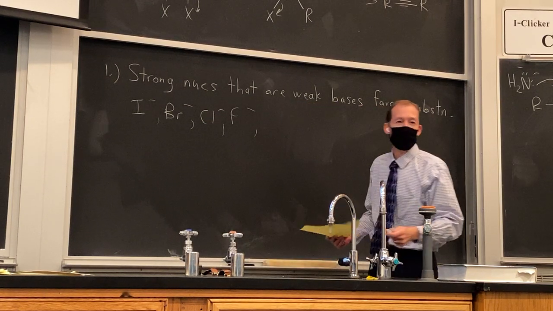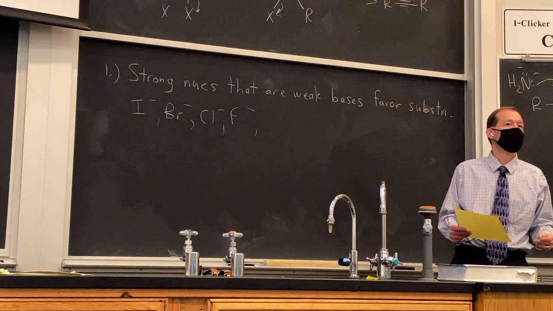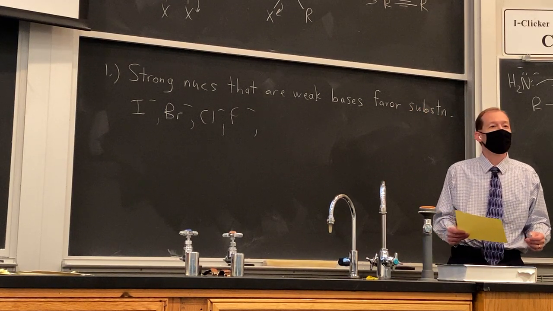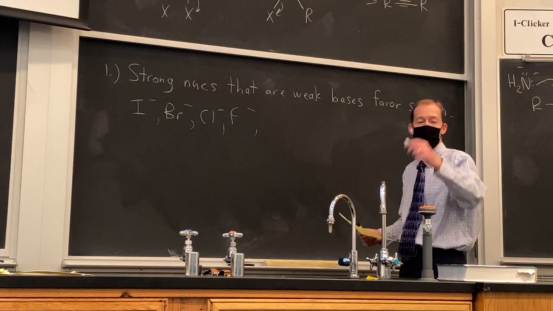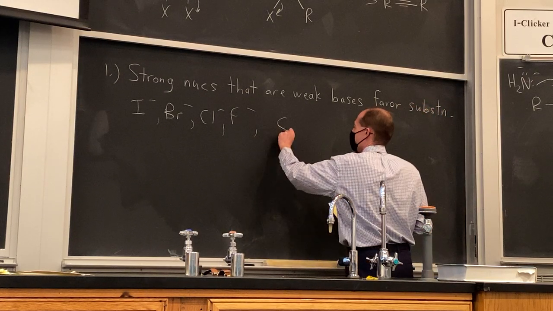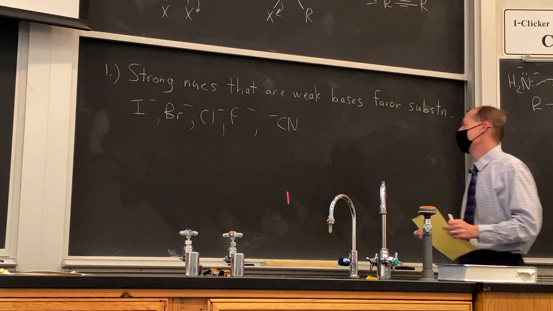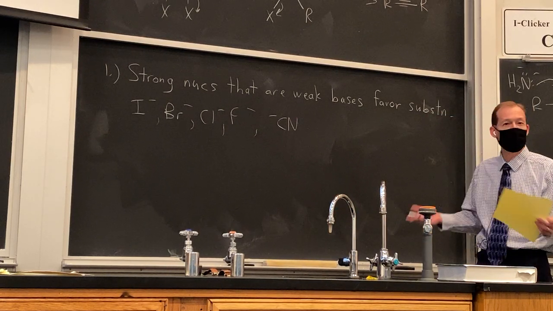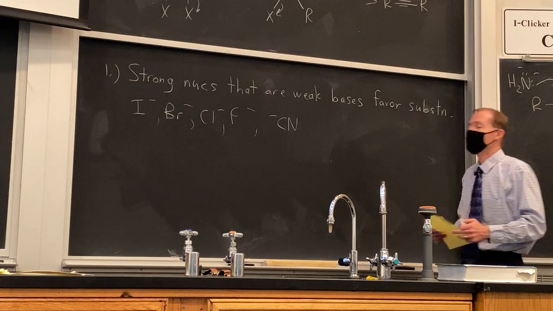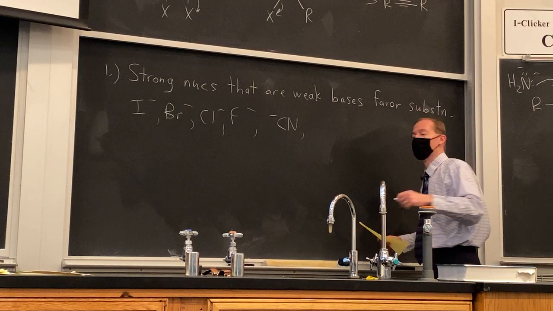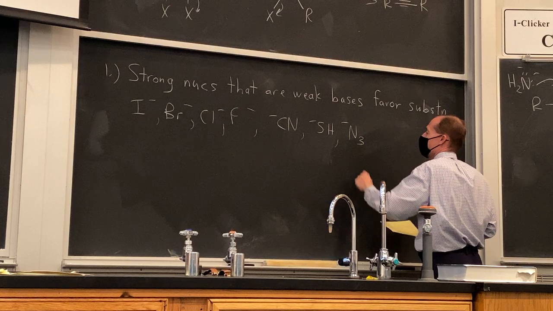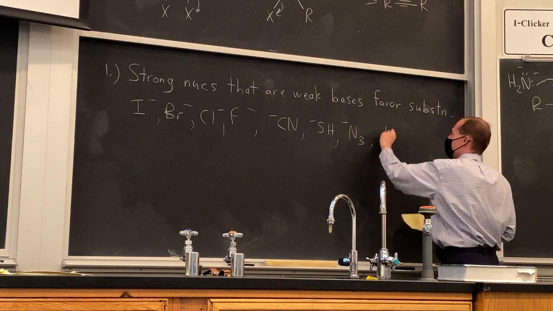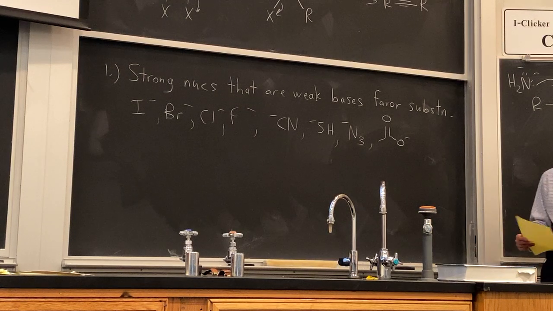Okay. Anything else that fits in this category? Any of the other nucleophiles we've seen? Cyanide, yep. Its conjugate acid is a weak acid, so this is a weak base. It's a weaker base than hydroxide. Right, so any negatively charged species that are weaker bases than hydroxide: SH minus, N3 minus, acetate. And then we have our one neutral nucleophile that is strong.